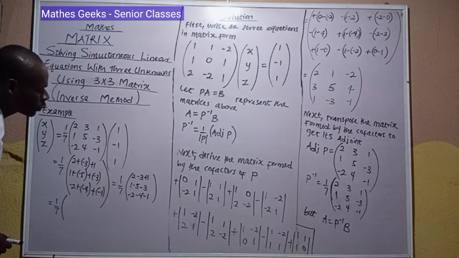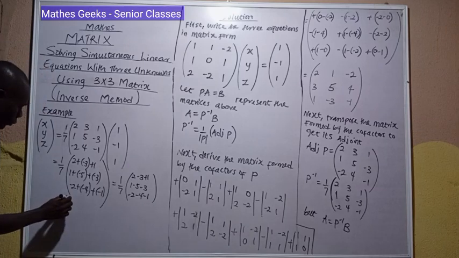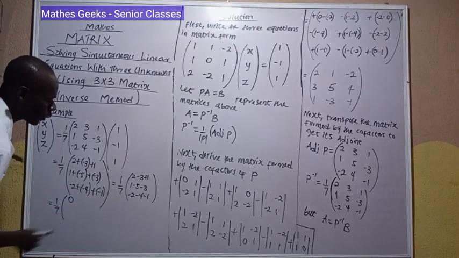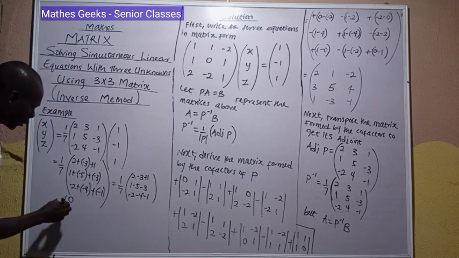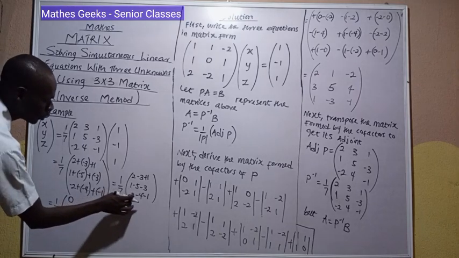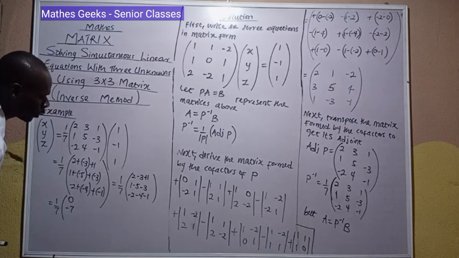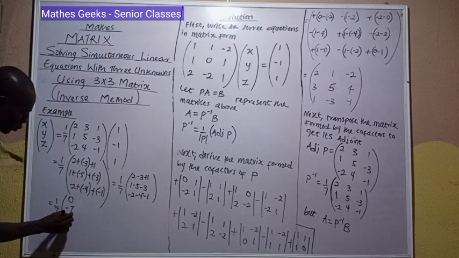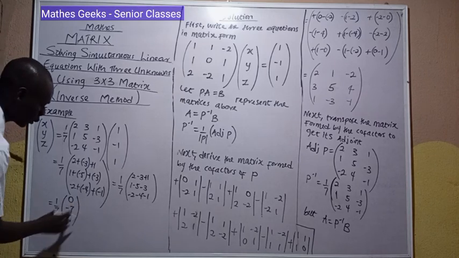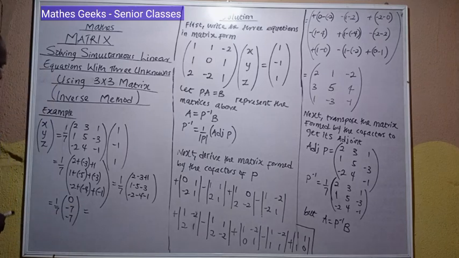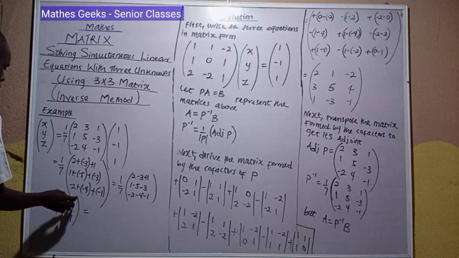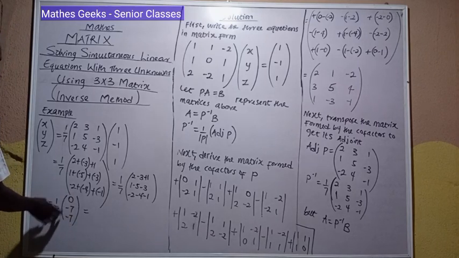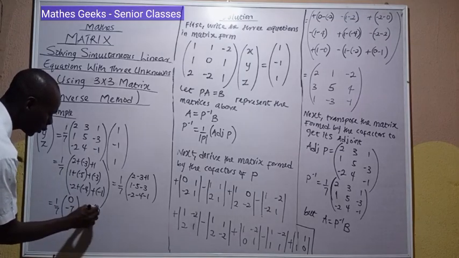2 minus 3 is minus 1. Minus 1 plus 1 is 0. 1 minus 5 is minus 4. Minus 4 minus 3 is minus 7. Minus 2 minus 4 is minus 6. Minus 6 minus 1 is also minus 7. Since this now is scalar multiplication, 1 over 7 times 0 will give you 0 over 7. So our matrix will be 0.